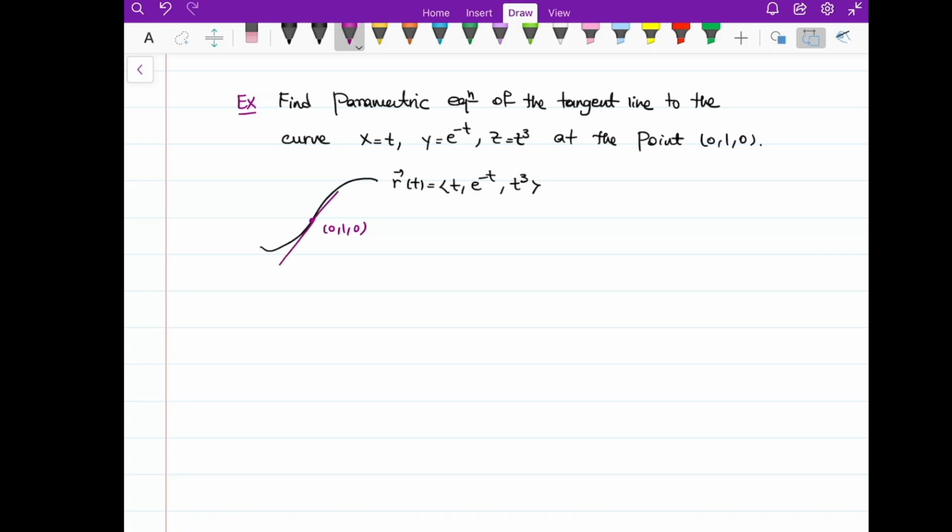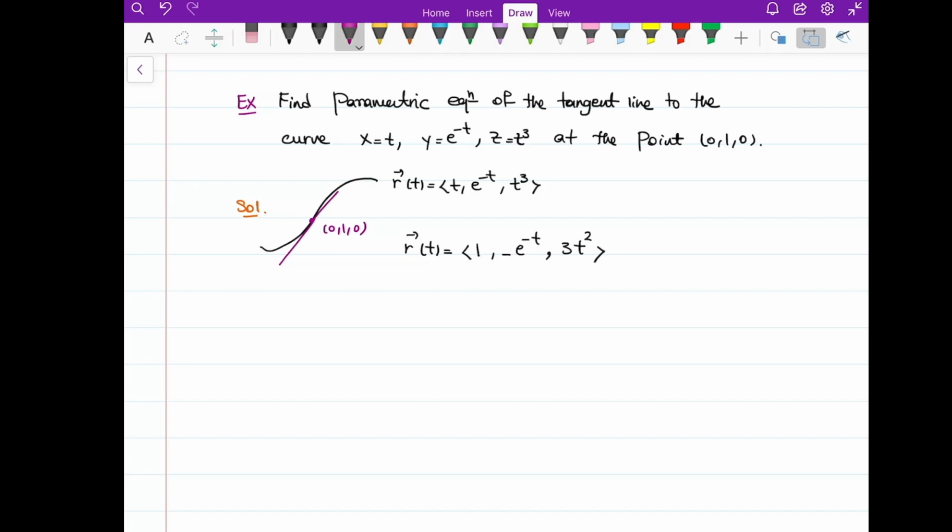Okay, how do we do that? Well, we're gonna say that the derivative of r of t is actually a vector that is tangent to the curve at a given point. So I'm gonna find r prime of t. Derivative of t is 1, derivative of e to the negative t is negative e to the negative t, and then derivative of t cubed would be 3t squared.